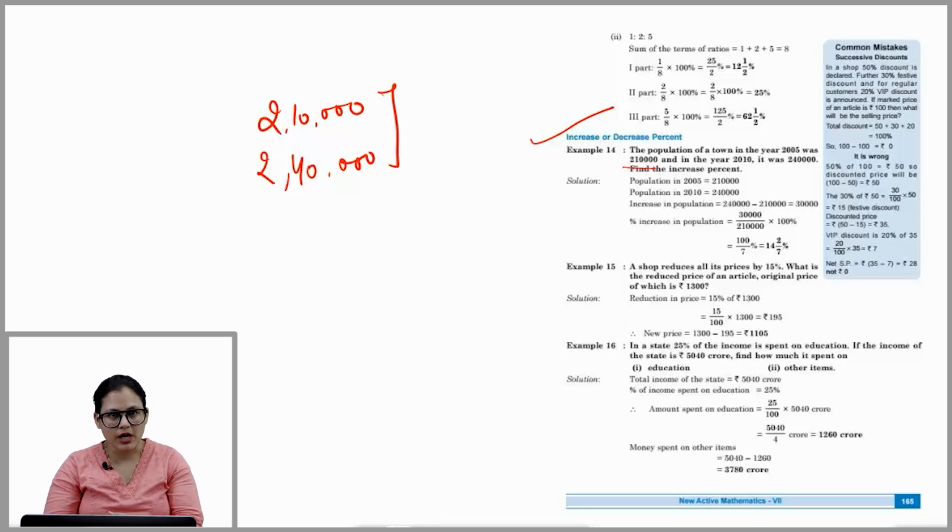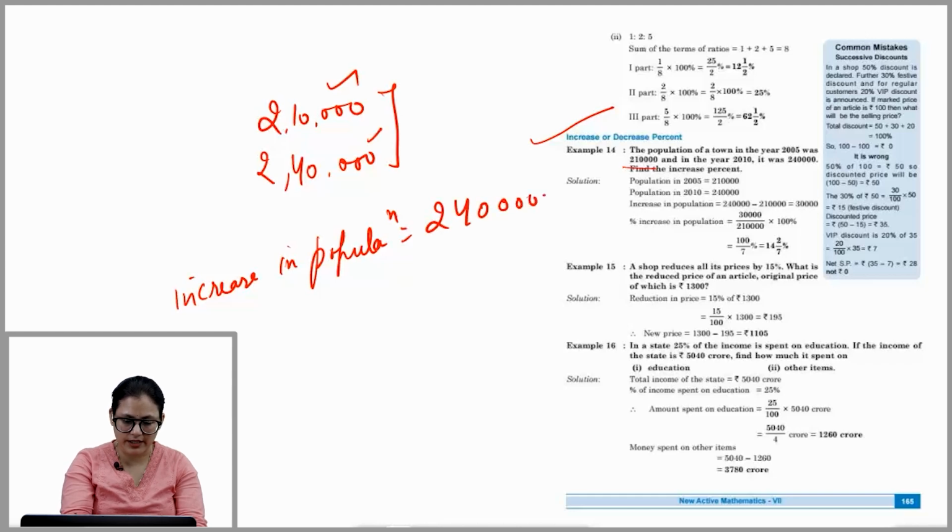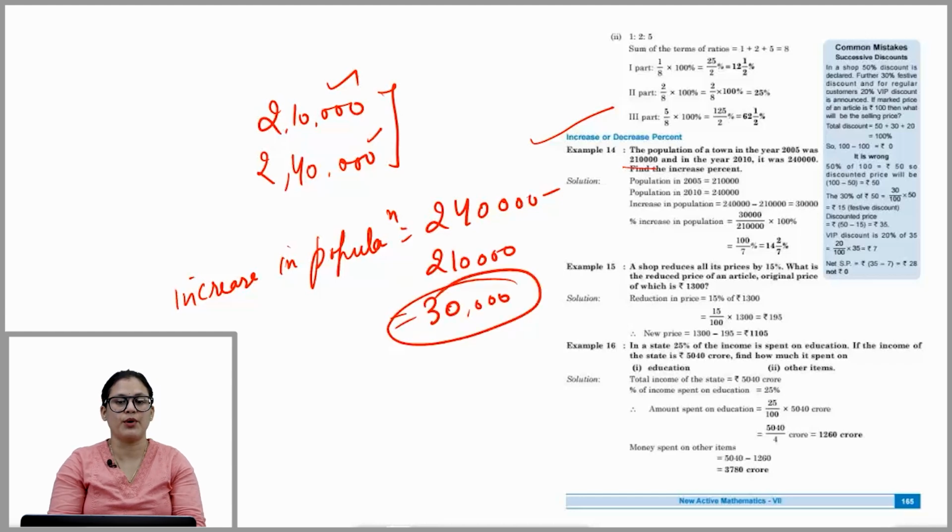First we will find out how much increase there is in population. So you will write increase in population. How are you going to find it out? You will subtract this from this. 2,40,000 minus 2,10,000 is equal to 30,000. Okay, so this is the increase in population.